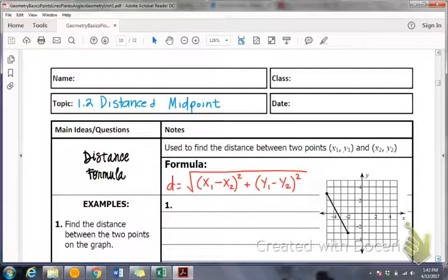Now again, that seems like it's a lot. It's not. You just have to make sure you're careful with the numbers that you plug in.